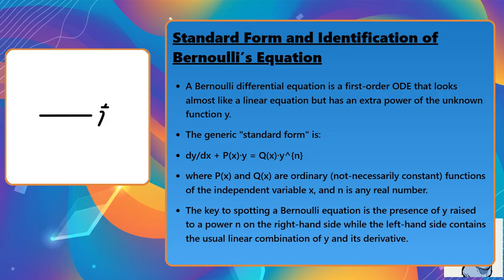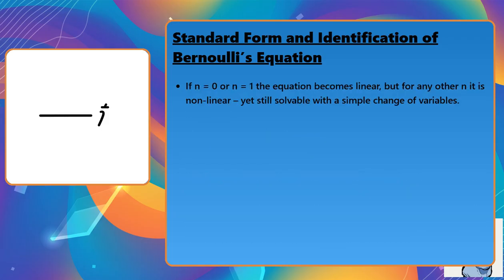The key to spotting a Bernoulli equation is the presence of y raised to a power n on the right-hand side, while the left-hand side contains the usual linear combination of y and its derivative. If n equals 0 or n equals 1, the equation becomes linear, but for any other n, it is non-linear yet still solvable with a simple change of variables.